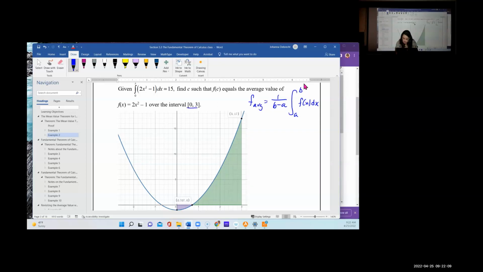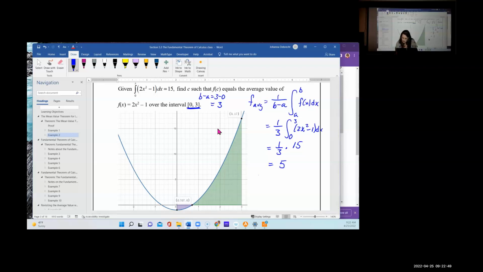Now our interval is from 0 to 3. So B minus A is equal to 3 minus 0, or 3. So we have 1 over 3 times the integral from 0 to 3 of 2x squared minus 1 dx, which we know is 15 because they gave it to us. That gives us a value of 5, right? So somewhere there is a value C between 0 and 3 where the y value at that point is 5.